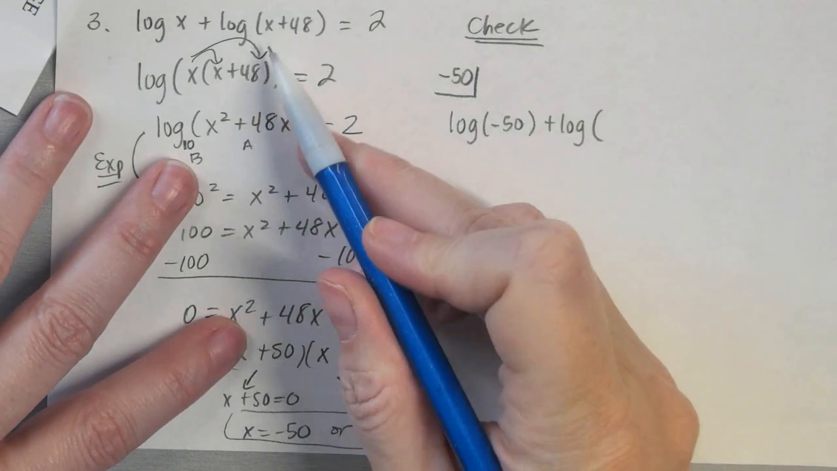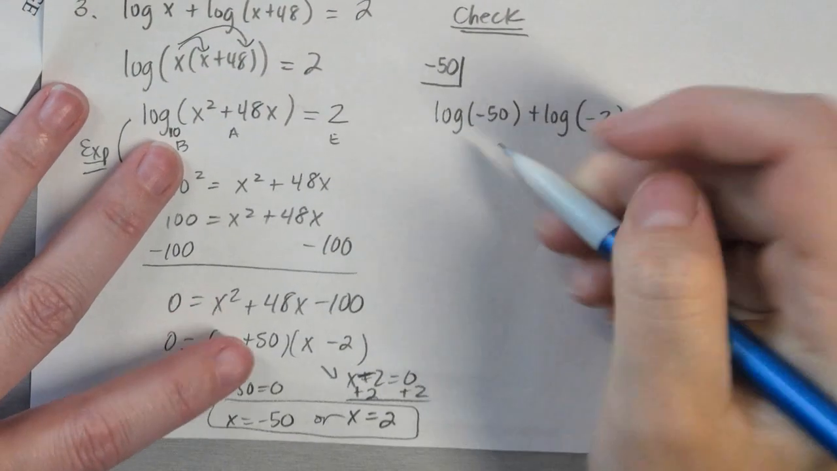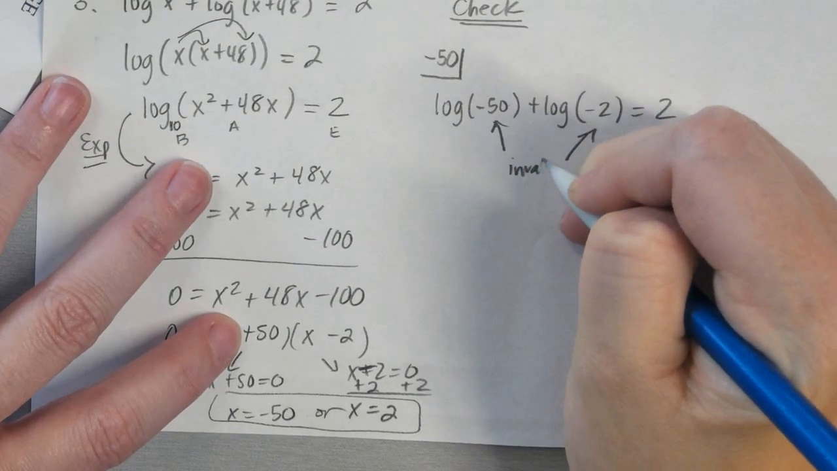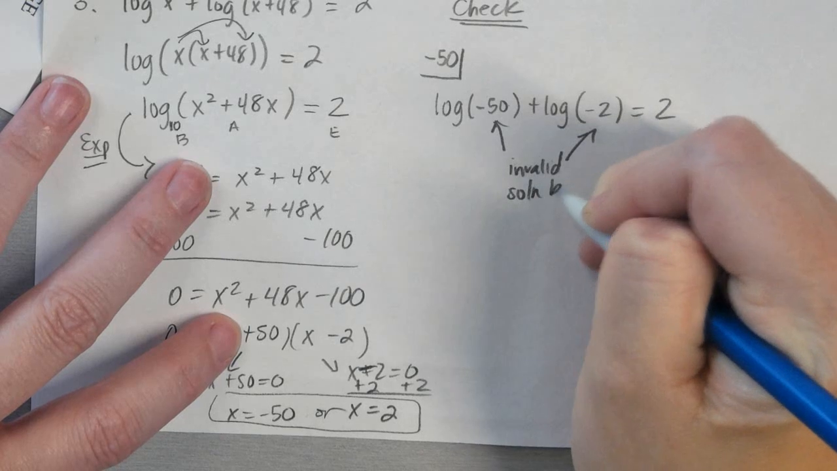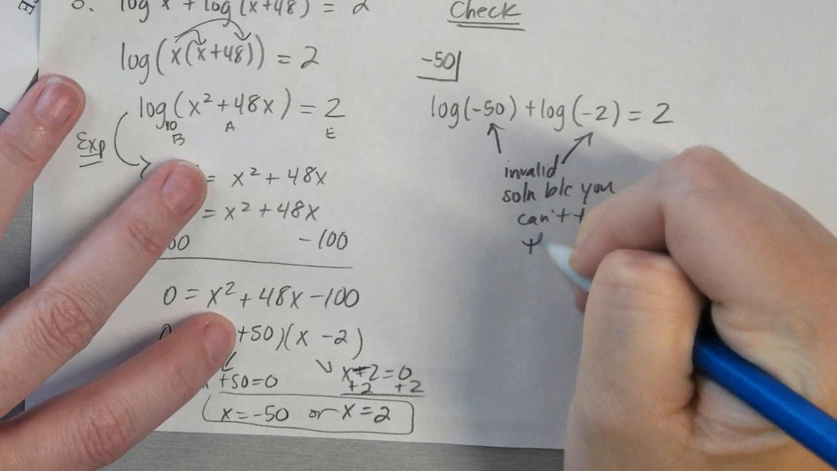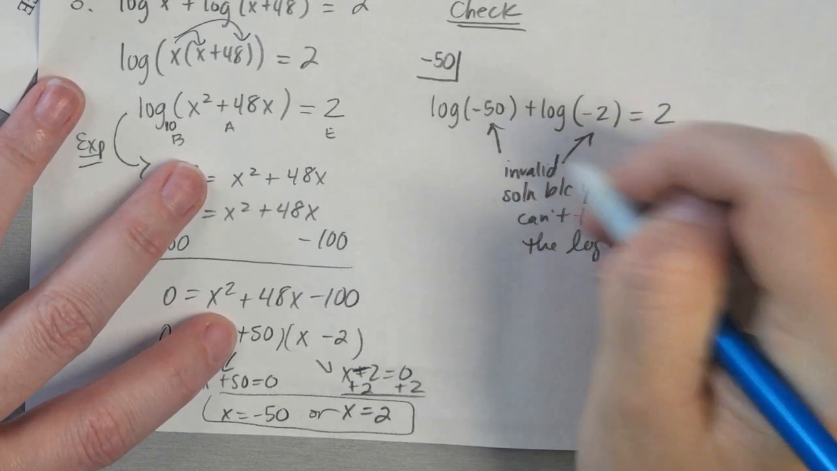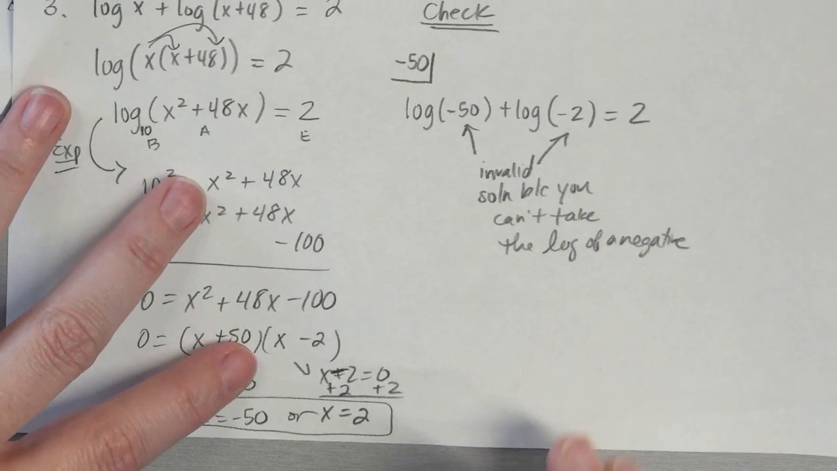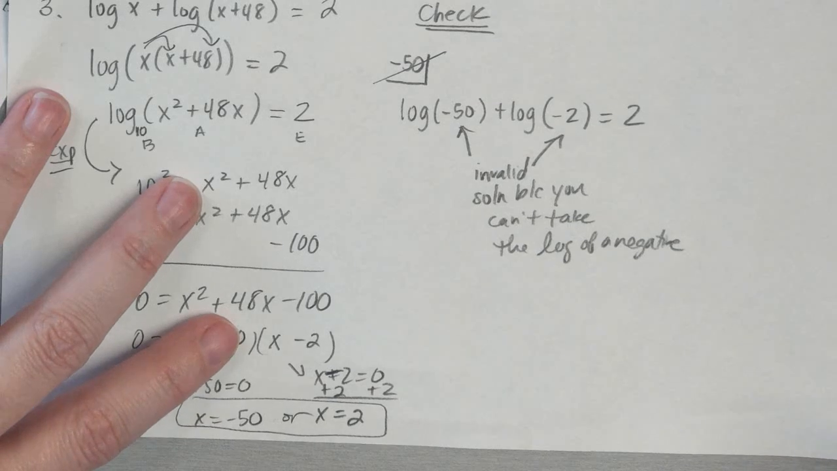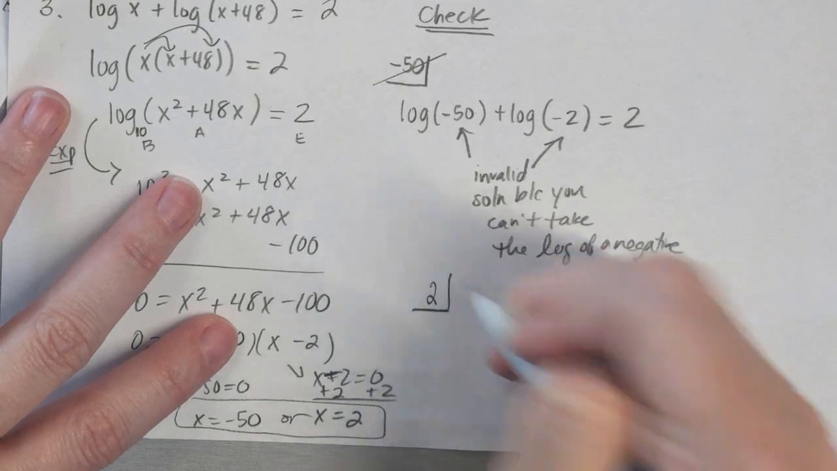Like for something like this, if you want to do negative 50 plus 48 in your head, that's fine. And then once you notice that this is a negative, okay, you can say it's an invalid solution because you can't take the log of a negative. And it'll say, like, hey, you better explain if it doesn't work. If it's not a valid answer, you better explain to me why that doesn't work. Okay? And then don't quit early because you have to check both of them.